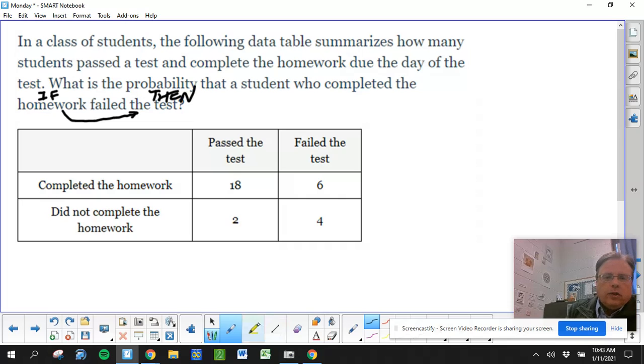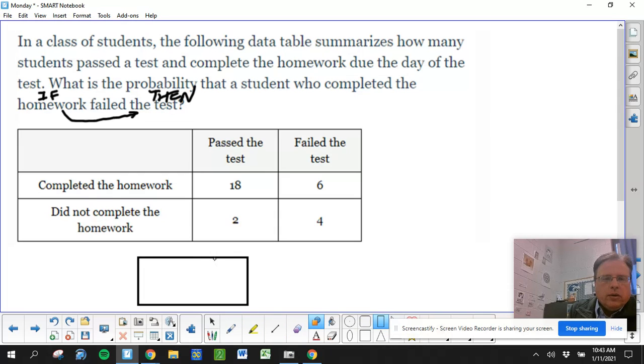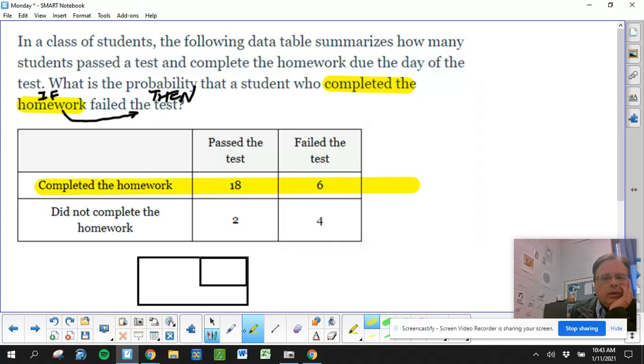So, okay, and I'm going to do what I did a while ago with my picture because that seemed to help a little bit. We got the whole class, right? But only a little part of them. Let's see, what is it? Completed the homework would be these people. So 18 and 6 gives me 24. 24 of the people in this class completed their homework. So that's the condition. That's like the given. If is like given. You almost might say equals here. That's my given, who completed the homework.